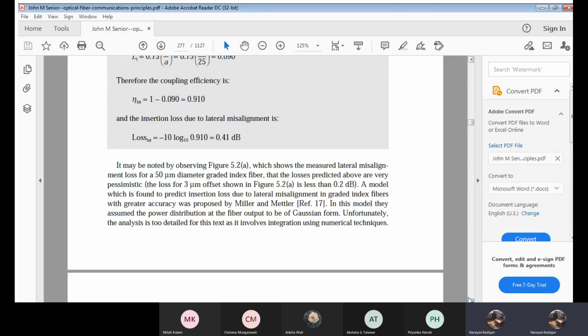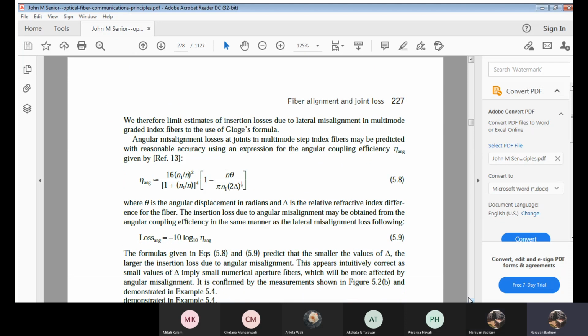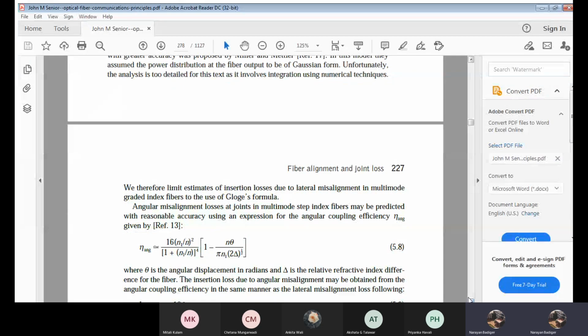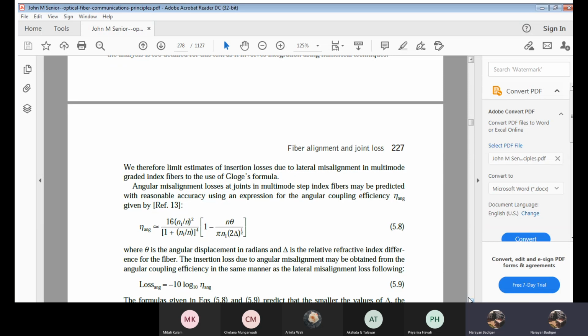Okay, now it means the losses which we are trying to analyze will be different for step index and will be different for graded index, based on the equations which will be employed over here. Done. Now we have one more insertion loss, which is due to lateral misalignment for multi-mode graded index fiber. That was considering angular misalignment.